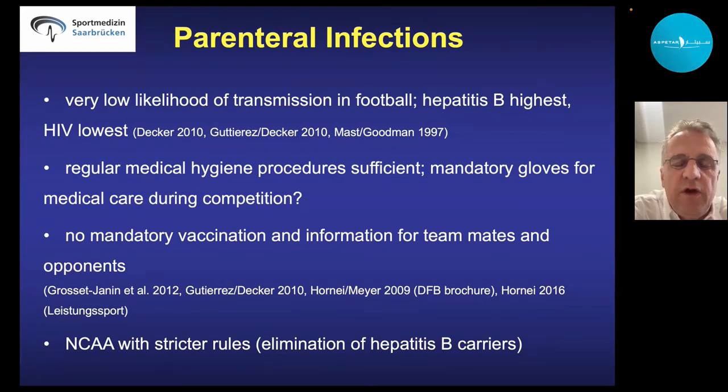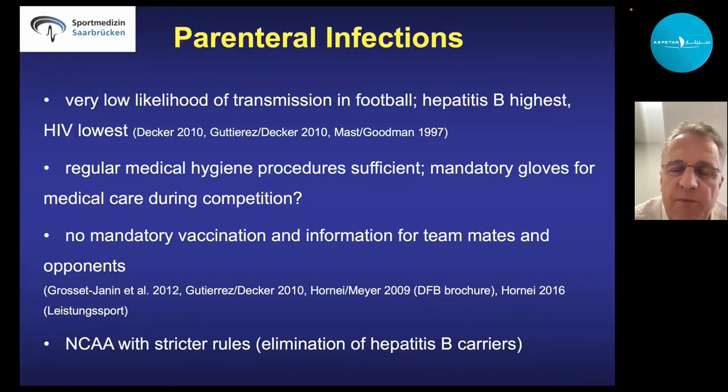And for that reason, we collected a number of colleagues from infectiology and put together a text advising all the teams. And basically, it says that the transmission of these diseases in football is very, very low. It is higher for hepatitis B because it's so contagious than for HIV. But still, for hepatitis B, there are no procedures necessary to avoid transmission beyond the regular medical hygiene procedures that should be in place anyway.